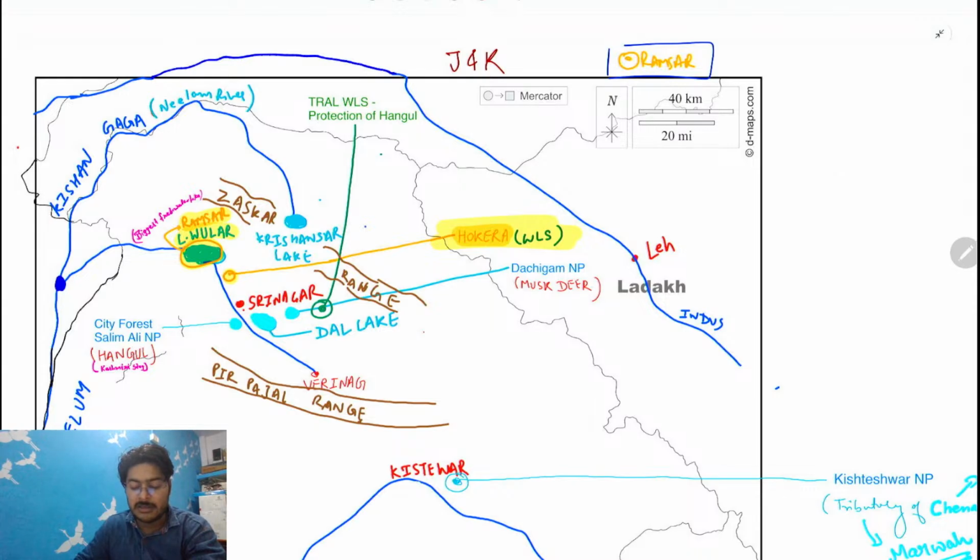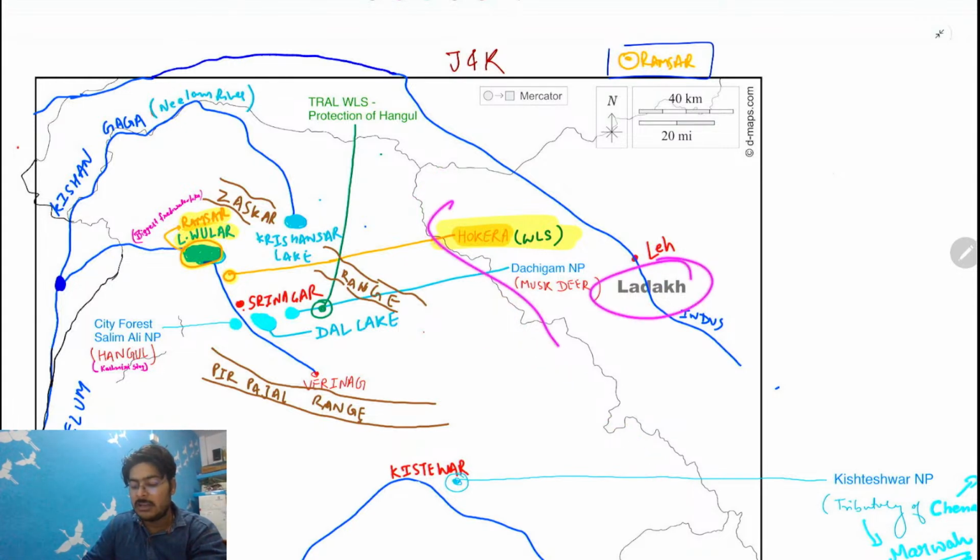Kishtwar. Then we have the Krishnasar Lake, ठीक है ना, so one lake is here too. We have lakes like the Pir Panjal range, Zanskar range, ठीक है ना, Pir Panjal, Zanskar range, clear. And overall here we have this Dachigam National Park and here you will find the musk deer. Dachigam National Park, musk deer is also found here. This is the overall boundary of the Ladakh.